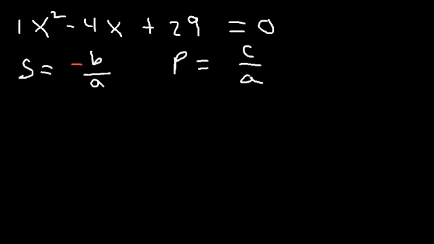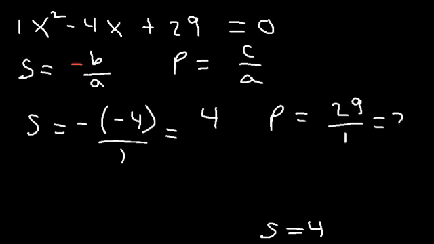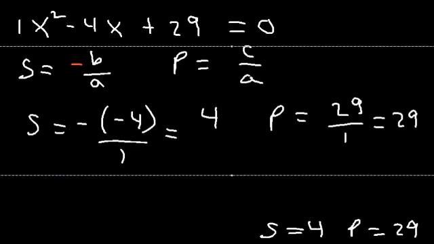So let's use the equation first. B is negative 4. A is 1. So the sum is 4, which I'm going to write right here. The product is c over a, where c is 29 and a is 1. So the product is 29. Now let's find the solutions and confirm that answer.